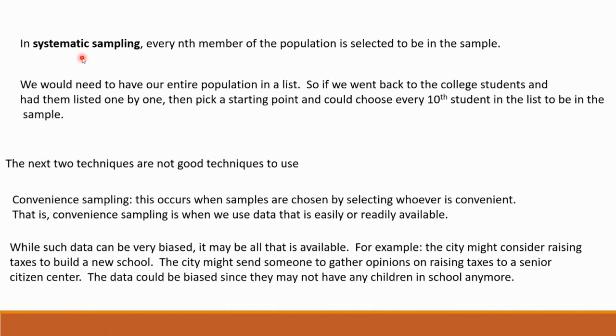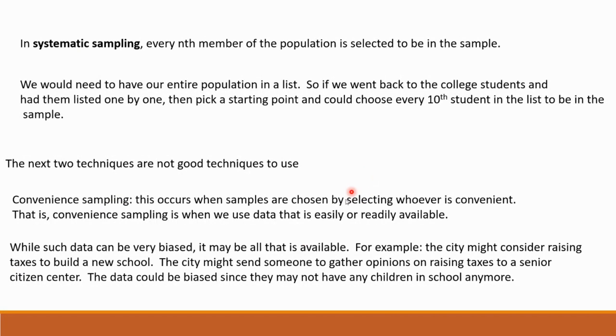Okay, so we do have different ways of forming a sample from a population. There are some techniques that are not good to use, though, as I have here. One of them is what we call convenience sampling. That's when you form your samples by selecting whatever's convenient. In other words, you're getting data that's easily available.